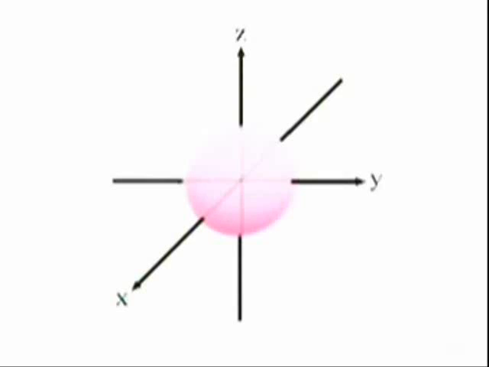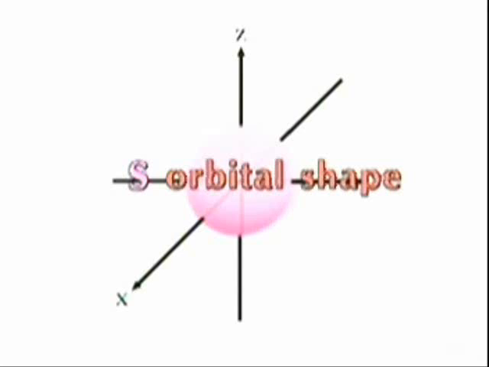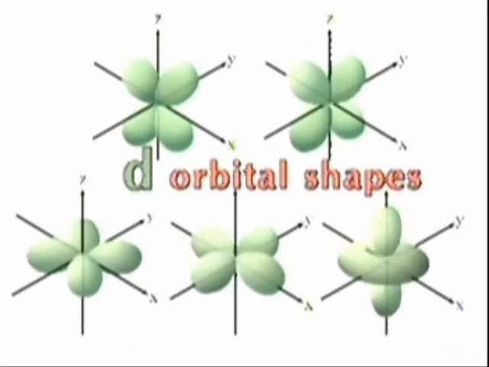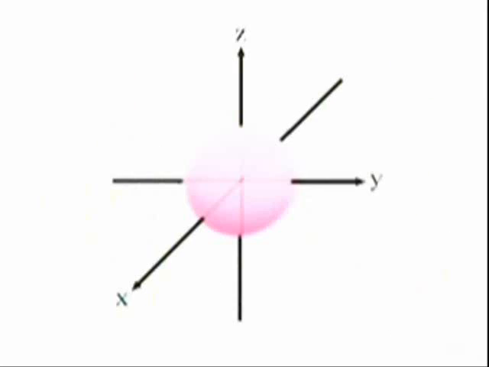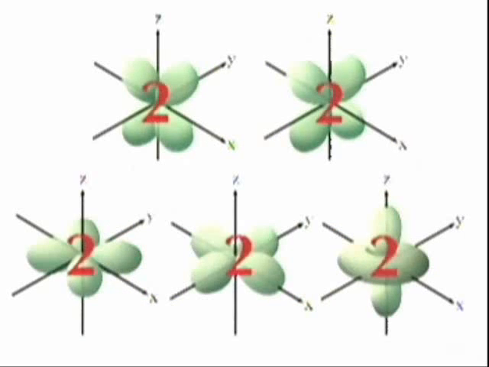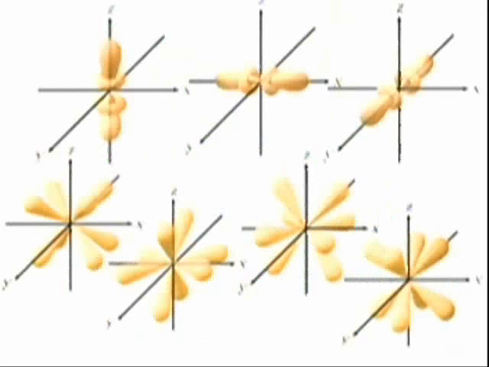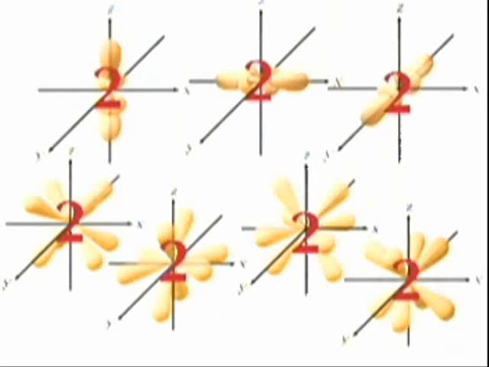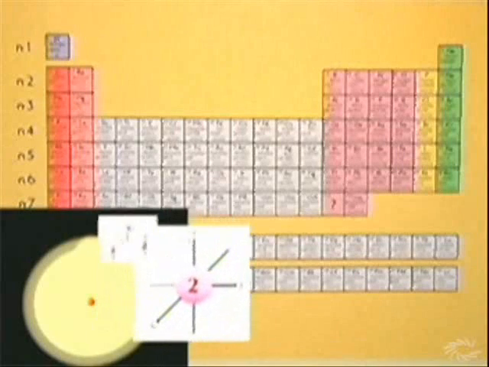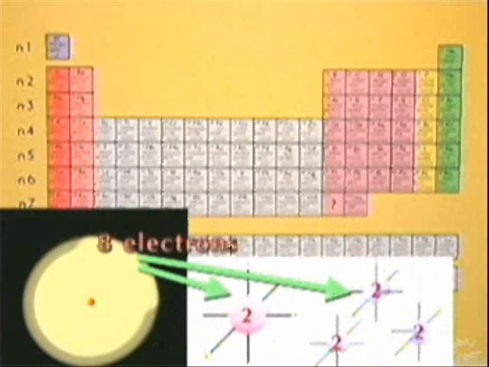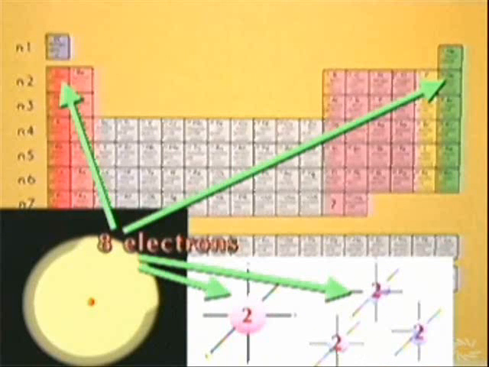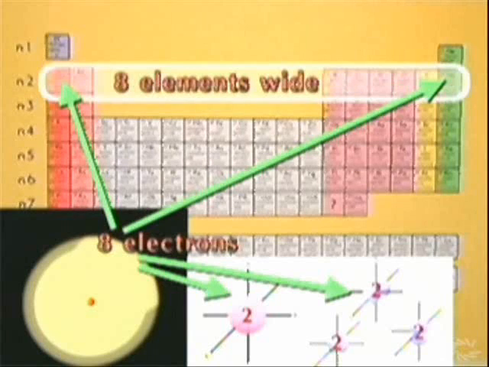There are 4 important orbital shapes: s, p, d, and f. The s orbital can take a maximum of 2 electrons. The p orbitals can take up to 6 electrons. The d orbitals can take up to 10, and the f orbitals can hold a maximum of 14 electrons. There is a direct connection between how many electrons it takes to completely fill the orbitals at each energy level and the number of elements in that period of the table.